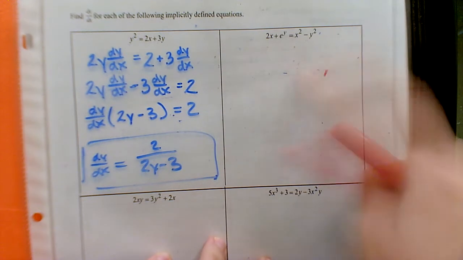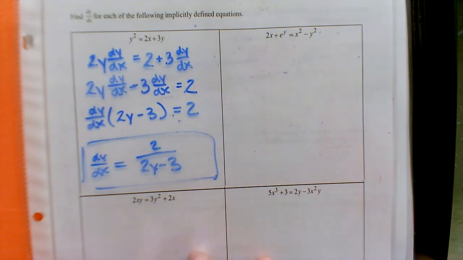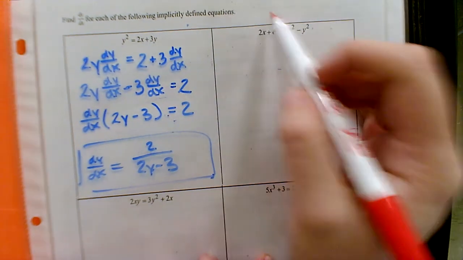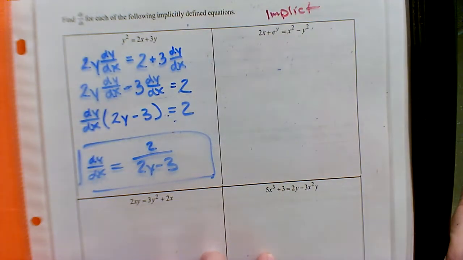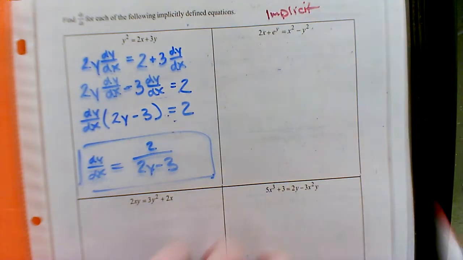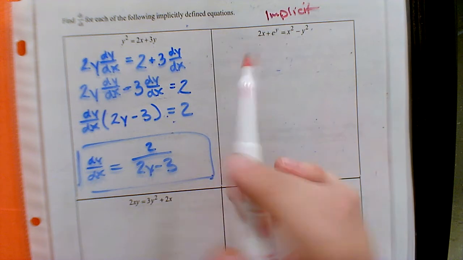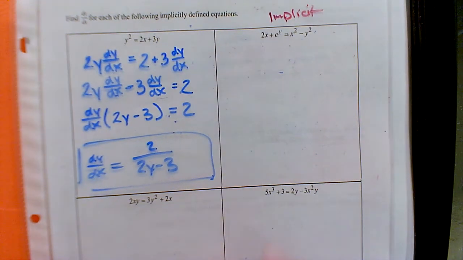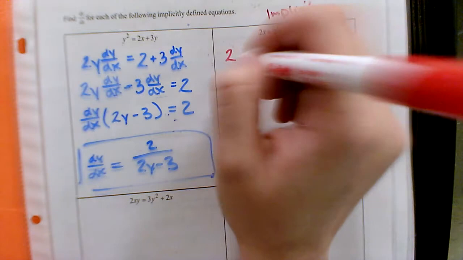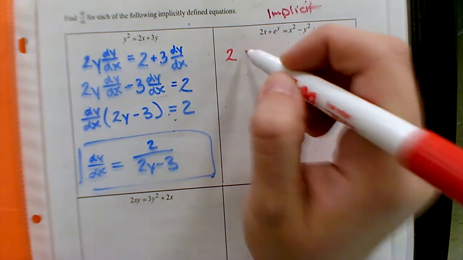All right, let's go ahead and try this next one. Okay, work your way through. Notice how it's implicit. We have x's and y's mixed through. If I can spell implicit. Okay, so our first term, how do you want to find the derivative of 2x? Your shortcut? Yeah, you just get a 2. All right, moving on to the next term.